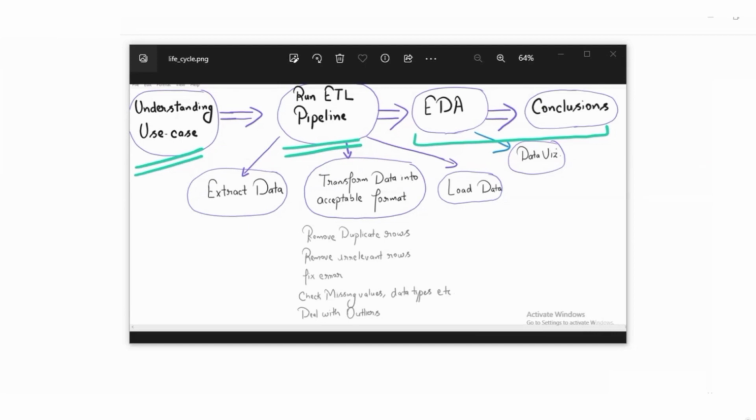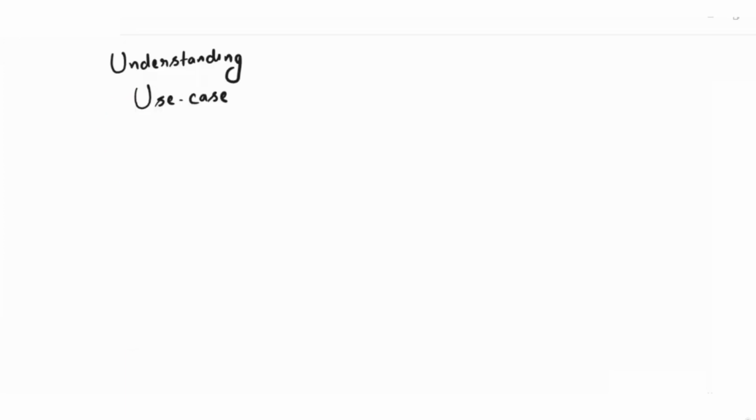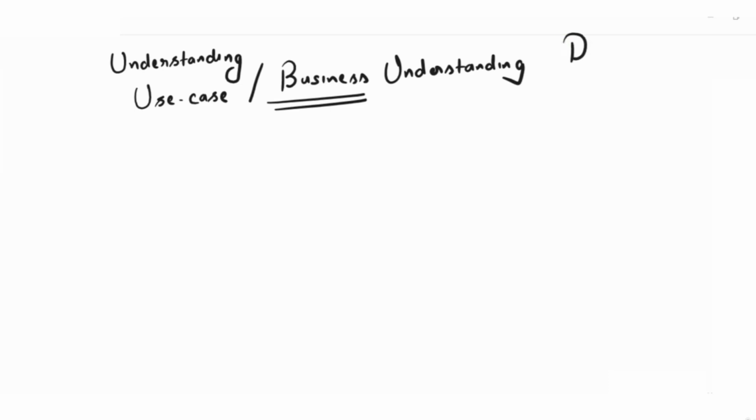So let's understand what understanding the use case typically means in the context of the real world. The very first step is all about understanding the use case. It is often known as business understanding. In a nutshell, what does it mean? It means that at the end of the day, you have to understand your business, or you have to understand what your data is all about. That is what it means in a nutshell. So let's discuss what exactly this very first step is all about.